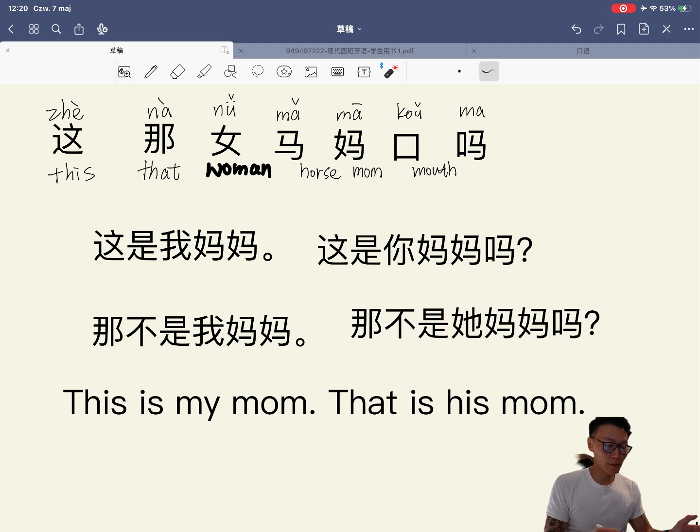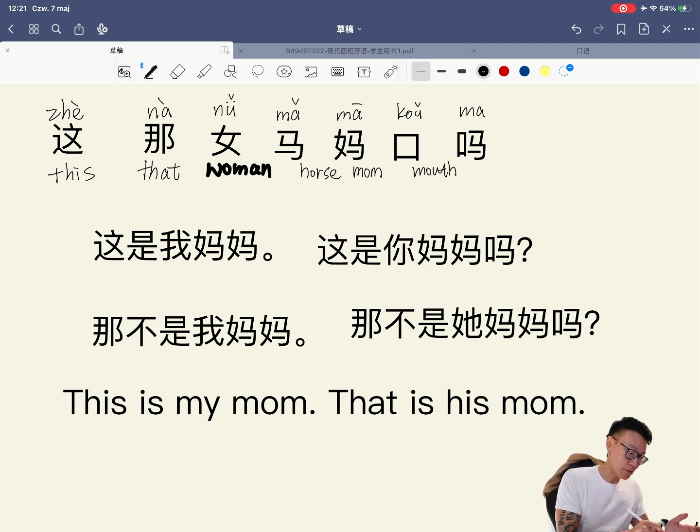So let's read it one more time. 那不是她妈妈吗? Okay? Great. Now, writing time. Let's write these two sentences here. This is my mom. That is his mom. So first one, this is 这是 my mom, 我妈妈, right? 这是我妈妈。Okay, now let's write it together.